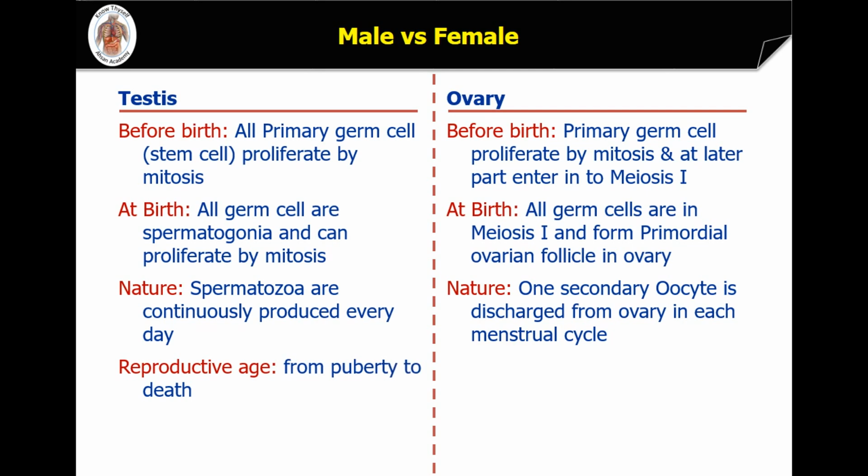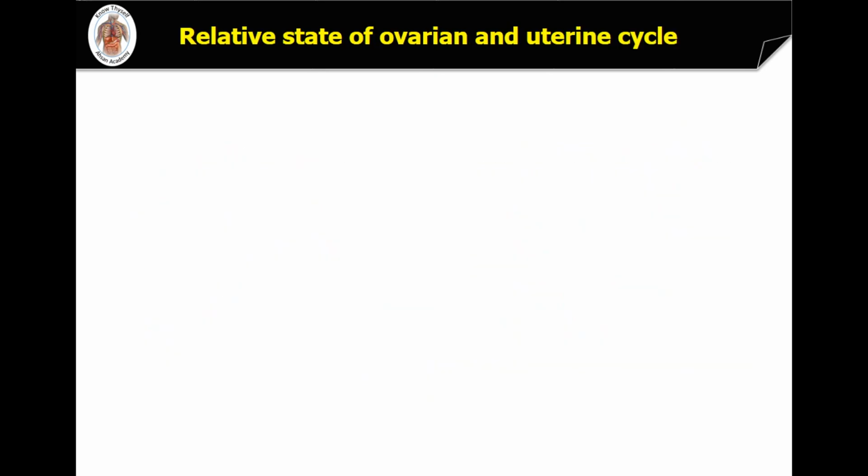So in male, the reproductive age starts from puberty and continues throughout life, but in female it starts at puberty and ceases at around age 45, and this is menopause. So the reproductive age in the female extends between puberty and menopause. Let us see the relative status of the ovarian and uterine cycle.